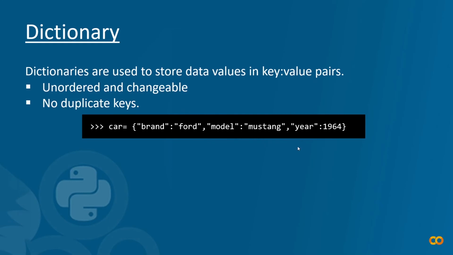And similar to the list, this is a changeable one. That means once a dictionary is created, we can update or delete or add anything to the dictionary. But another property is no duplicate keys. The key cannot be repeated. Once the brand key is used, we cannot use the same key again. So one key can be used only one time. So let us see some of the methods related to dictionary in the Google Colab.